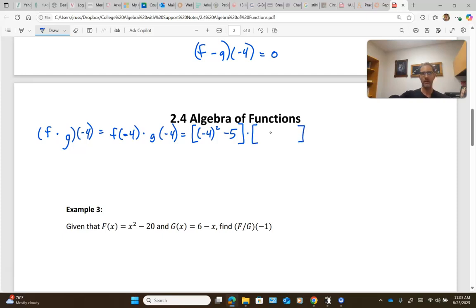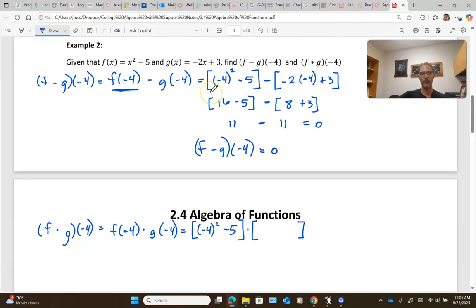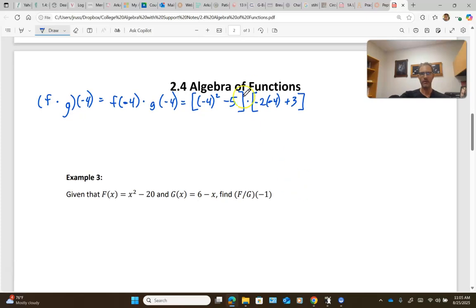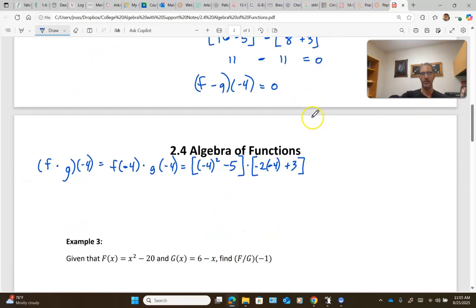And then we'll do the same thing. We'll plug -4 into g. And so g is -2x plus 3. So if I do this, this will become -2 times -4 plus 3. And then you're going to do it the same way. You're just going to start evaluating inside each of these brackets. Well, guys, we did that already, didn't we? Up here. We know what each of these functions is when we plug in -4. They end up both being 11. So I'm going to skip those steps.